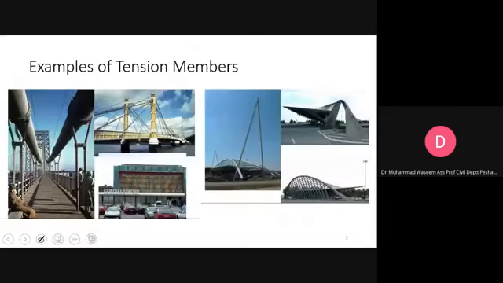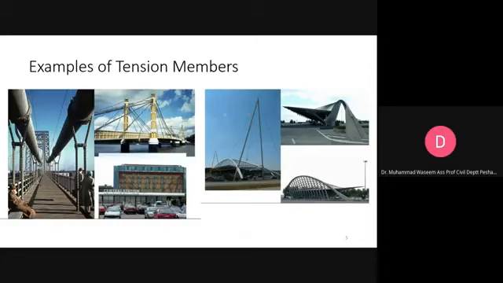Here are some examples of real structures with tension members. For example, you can see this is a cable stayed bridge. This is a tensile member. This is a tension member. The bracing in buildings, when subjected to lateral loading, can develop tensile forces, so they can be designed or analyzed as tensile members.